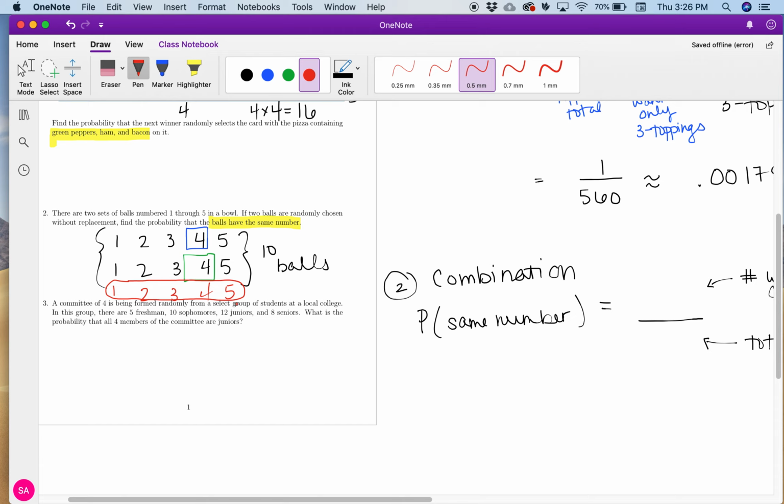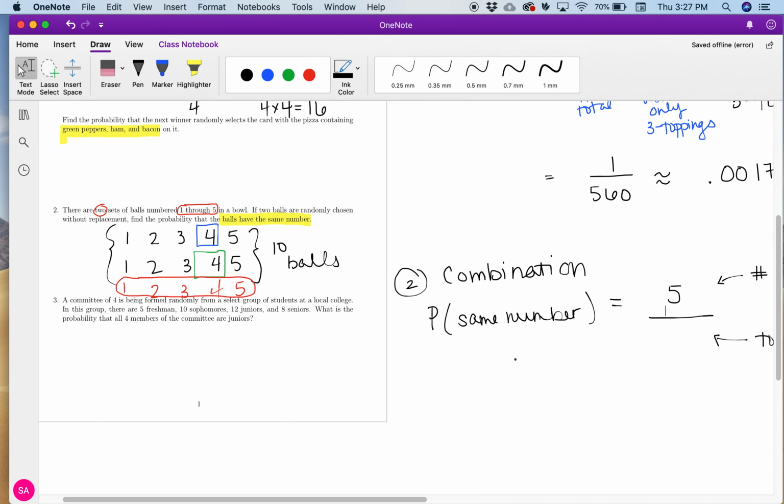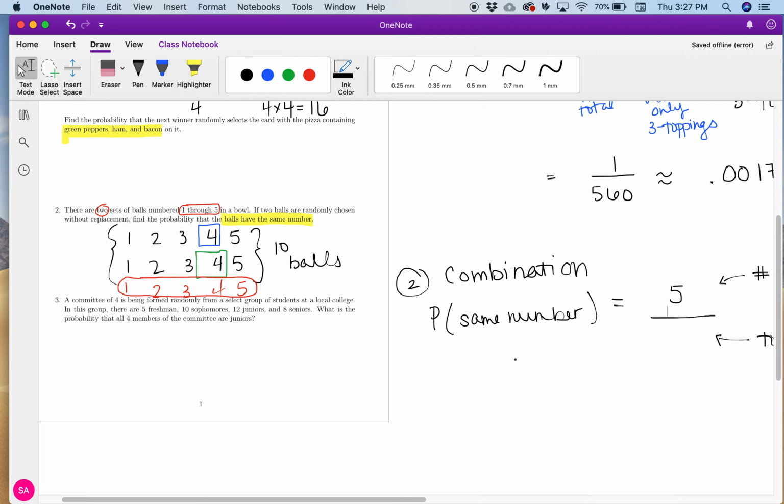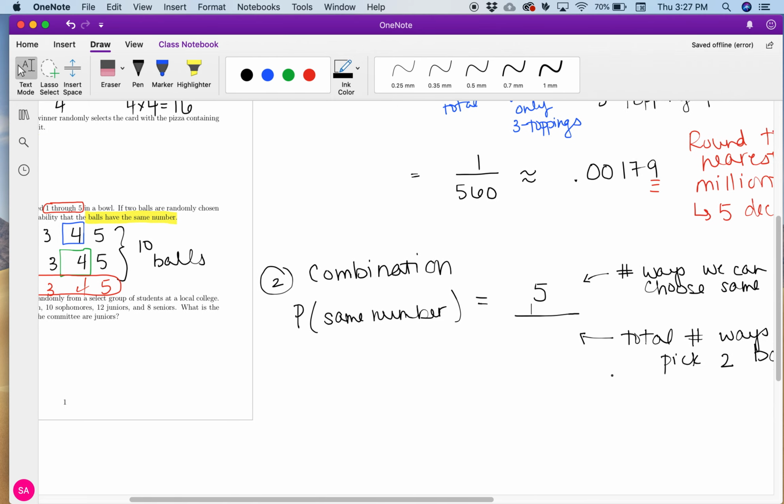And basically that's lining up with the number, we have numbers 1 through 5 in the bowl, and there's 2 sets of those. So there's 5 different ways we can pick the same number. We could pick 1s, we could pick 2s, 3s, 4s, or 5s. 5 different ways to pick the same number. So that's what's on top. 5 different ways to pick that same number. And by the way, this is a problem I legit took from your homework. So whatever you see in your homework will be quite similar to how we're doing it here.